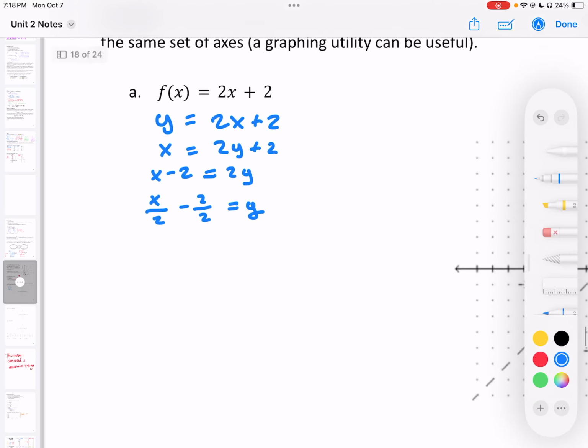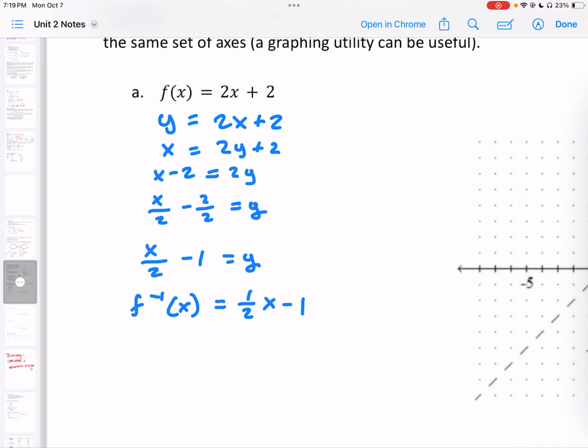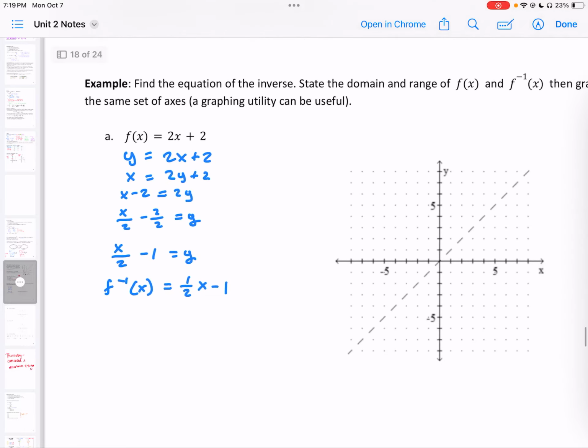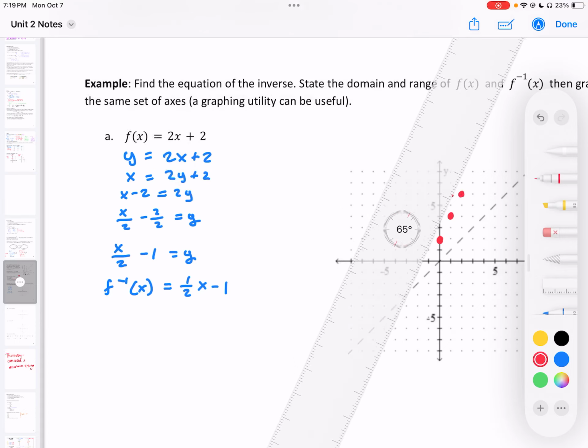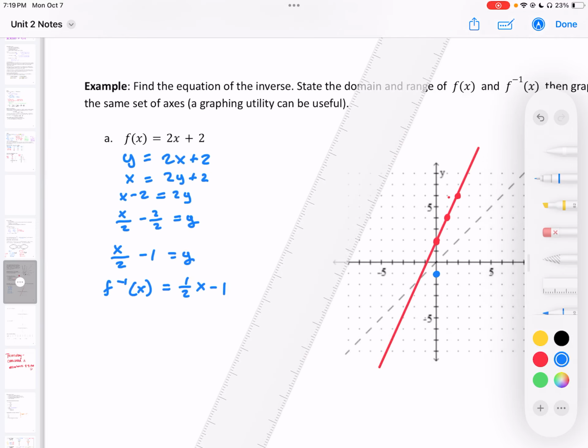I'll simplify this as x over 2 minus 1. And that will be f inverse of x equals 1/2 x minus 1. So that's going to be my inverse function. I am going to plot that. I'll plot both. We'll do the original in red at 2, rise 2, run 1. Our line's going to be here. And then my other line will start at -1, go up 1 over 2, up 1 over 2.